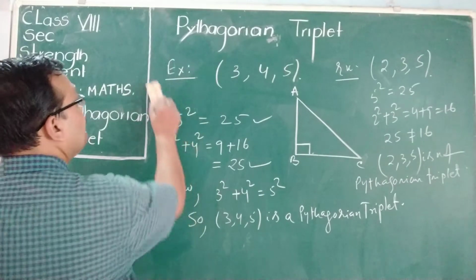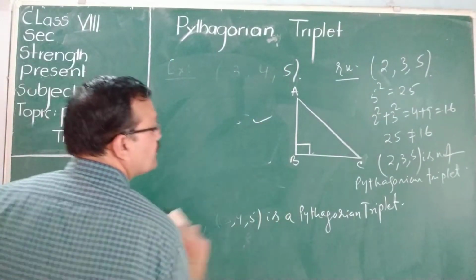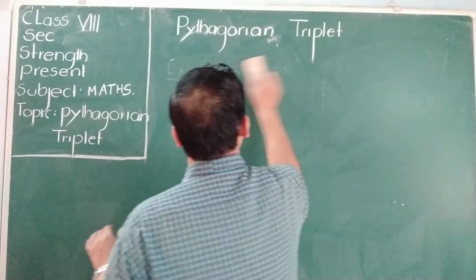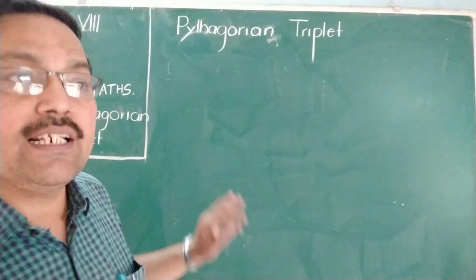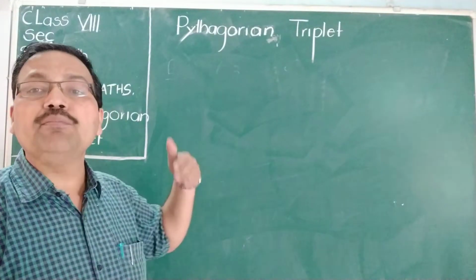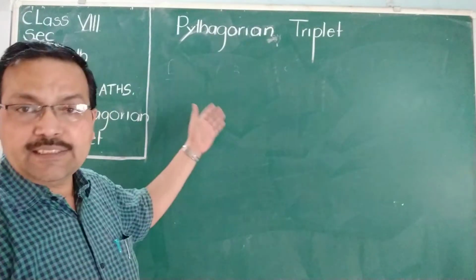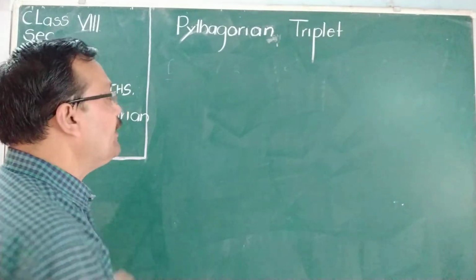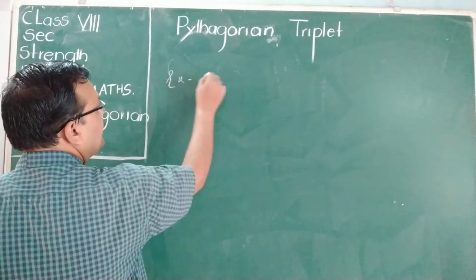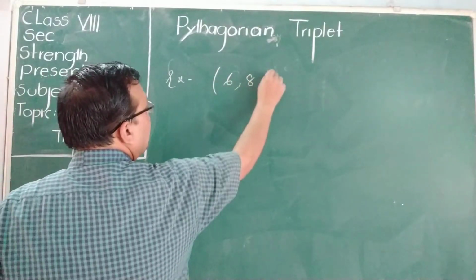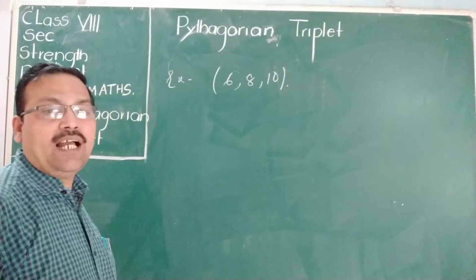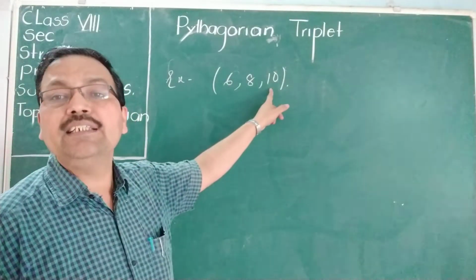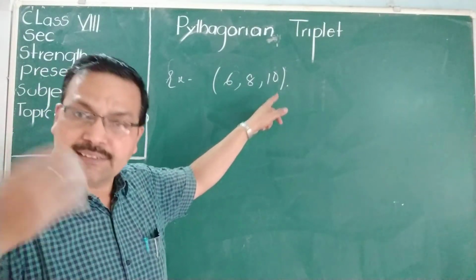Next. There are many methods to prove whether a triplet belongs to Pythagorean or not. This is one of the methods, and I will show another method. That method is with another example. Suppose 6, 8, 10 is another triplet. I want to verify whether 6, 8, 10 is a Pythagorean triplet or not by the second method.